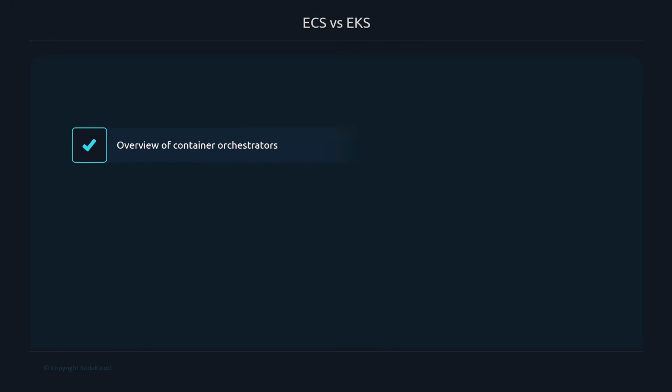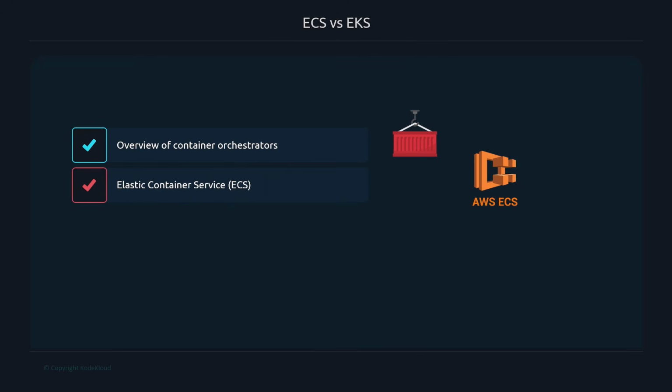So we're going to first start off by going over container orchestrators. We're going to talk about what problems they solve, why we need them, and what the common features and functionalities of a traditional container orchestrator are. We're then going to move on to AWS's Elastic Container Service. So we're going to talk about the different components that make up ECS, and go over the different terminologies, the functionalities, and the features of it.